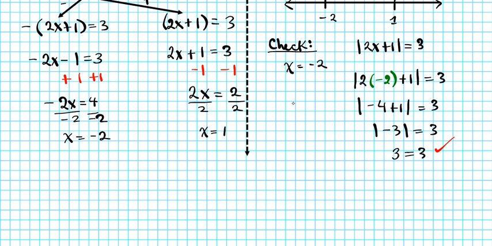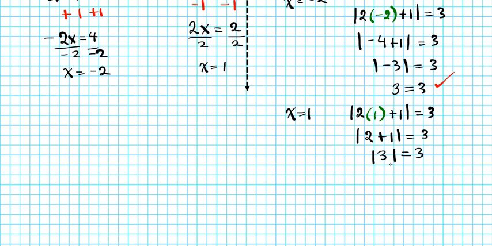Now let's check the second solution, which is x equals 1. I'm going to plug it into the original problem, see if we get a true statement. So the absolute value of 2, instead of x, I'm going to put in this solution, 1, plus 1. Is it equal to 3? Simplify this to see if we get a true statement. 2 times 1 is 2, plus 1 equals 3. 2 plus 1 is 3. The absolute value of 3 is 3, because 3 is 3 units from 0 on the number line. Is 3 equal to 3? Absolutely, so that checks out.